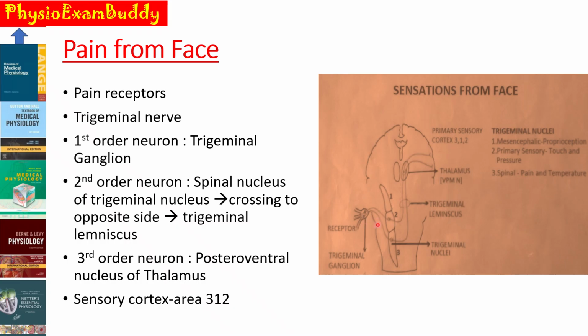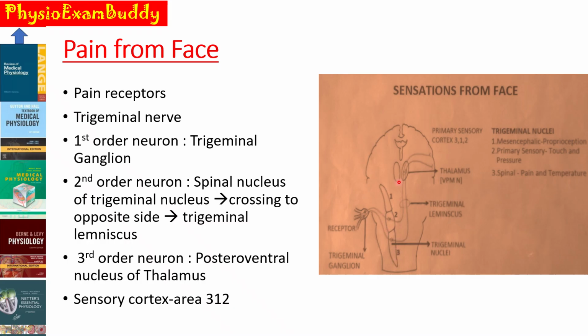So from the face, the afferent fibers are the trigeminal nerve, and from the trigeminal nerve, the fibers will enter into the trigeminal ganglion, which forms the first order neuron. And from the trigeminal ganglion, the second order neurons are given to the trigeminal nuclei, so the fibers are sent from the trigeminal ganglion to the trigeminal nuclei.